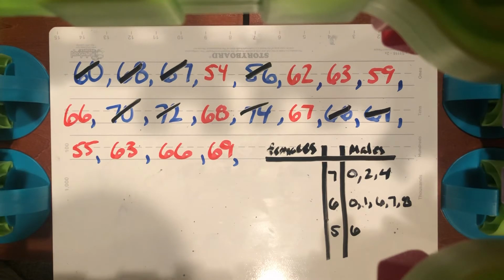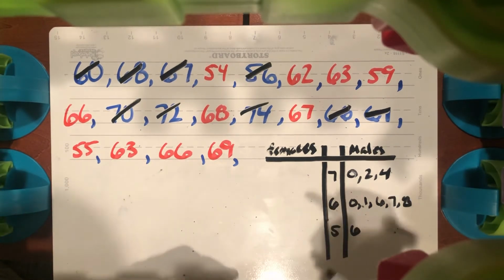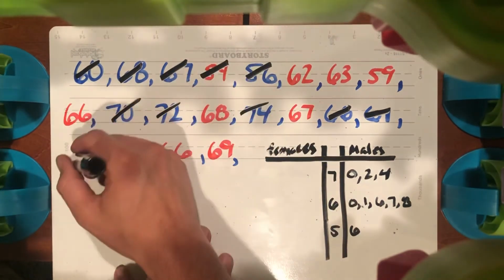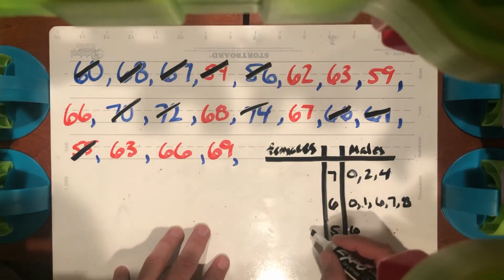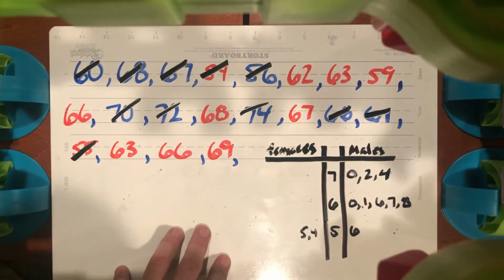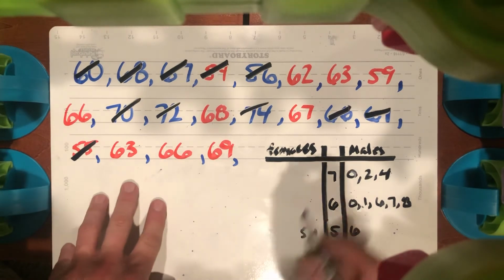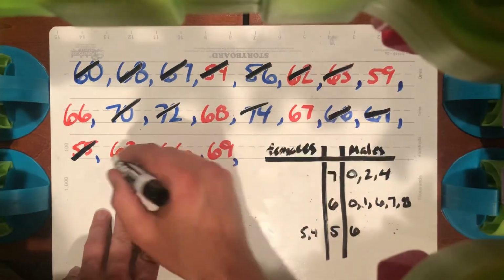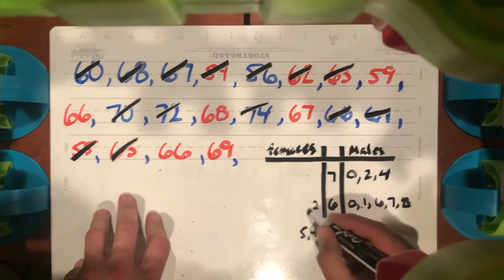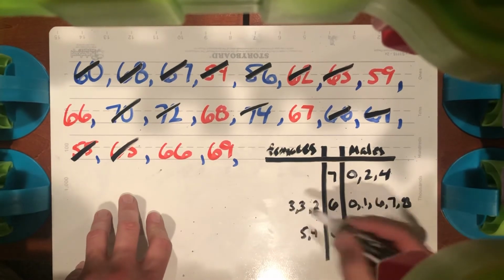Now for the females, it works the exact same way. We're just going to write them to the left. There are 2 in the 50s, a 54 and a 55, so we'll cross those two ladies out. In the 60s, we have lots of them. The lowest we have is 62, and then two 63s.